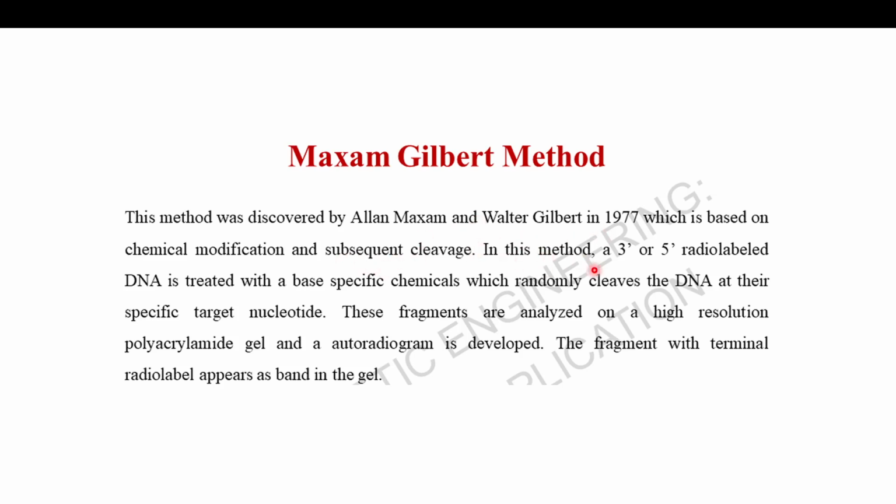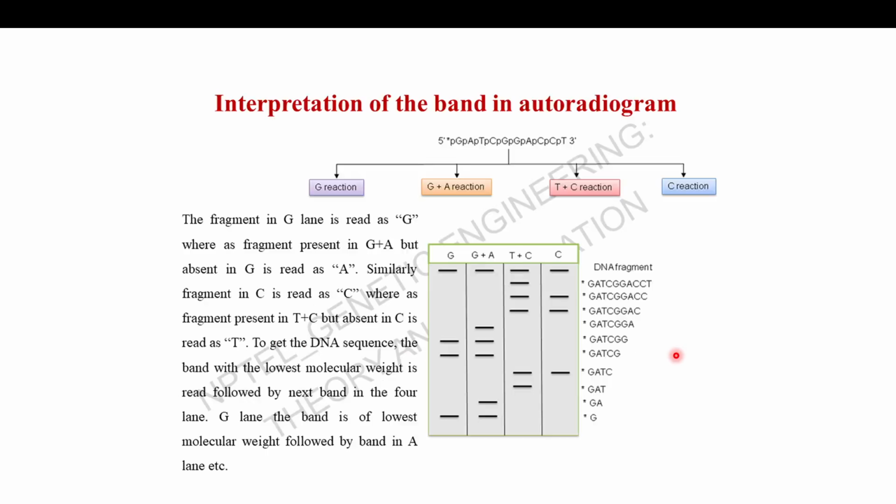Okay. So in this method, 3' or 5' radiolabeled DNA is treated with base-specific chemicals, which randomly cleave the DNA at their specific target molecule, generating fragments. Now these fragments are analyzed on polyacrylamide gels, and an autoradiogram is developed, and the fragment with terminal radiolabel appears as a band in the gel. So this is what happens. The fragment in the G lane.